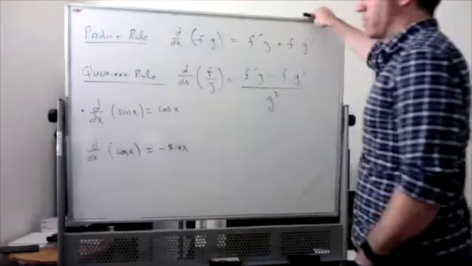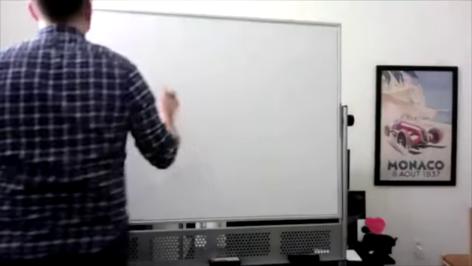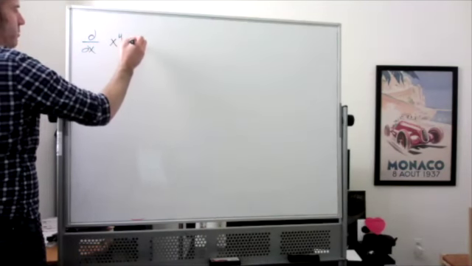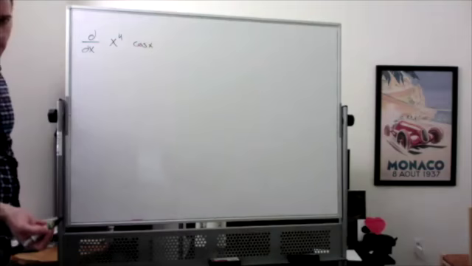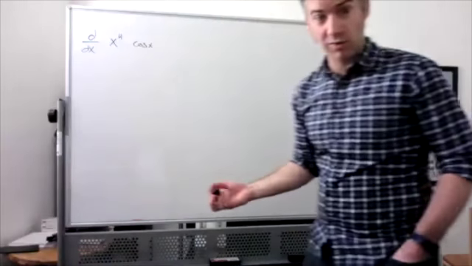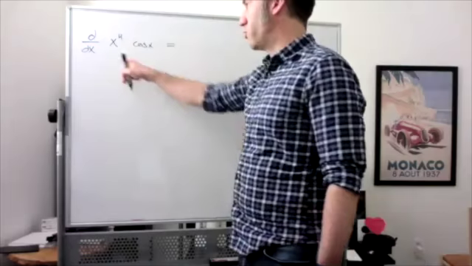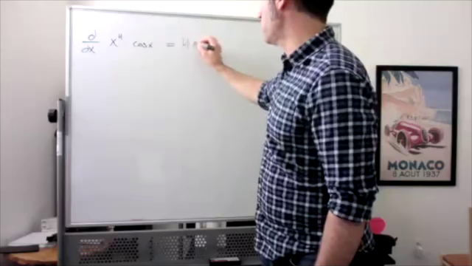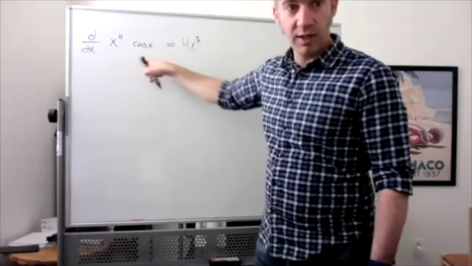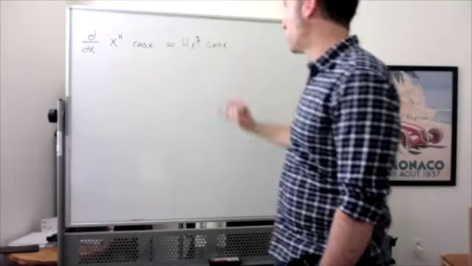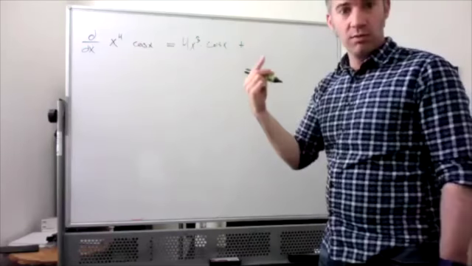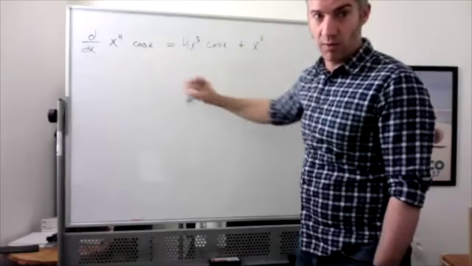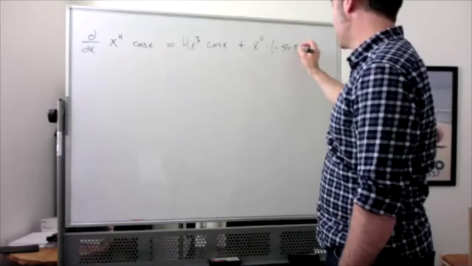So for example, I would like to find the derivative of x to the fourth times cosine of x. And to do this, we're just going to use the product rule. The product rule says you treat each factor kind of separately. You do the derivative of the first part, 4x cubed, times the not derivative of the second part, cosine x, plus, and then we switch it. We do the not derivative of the first part, x to the fourth, times the derivative of the second part, which is going to be negative sine x.